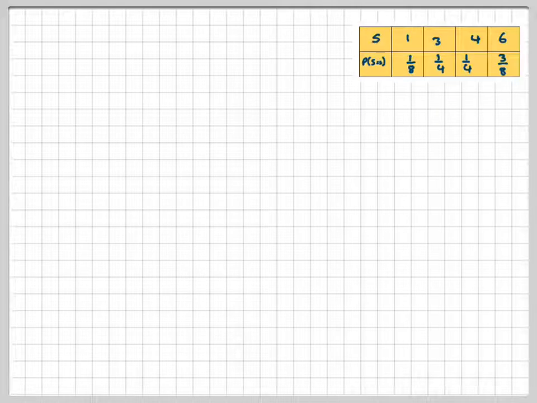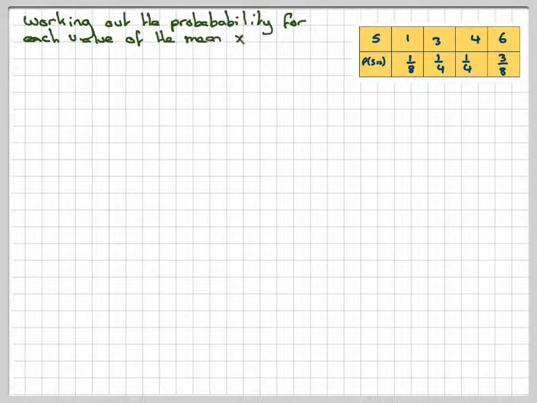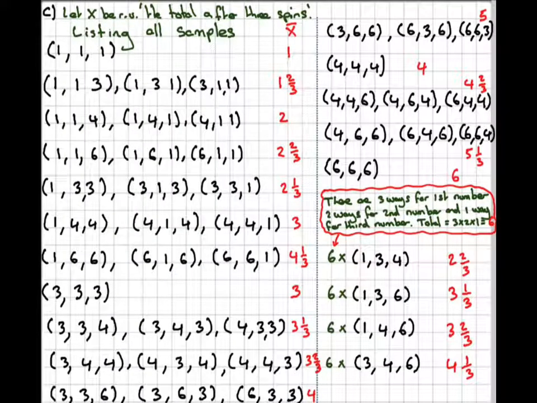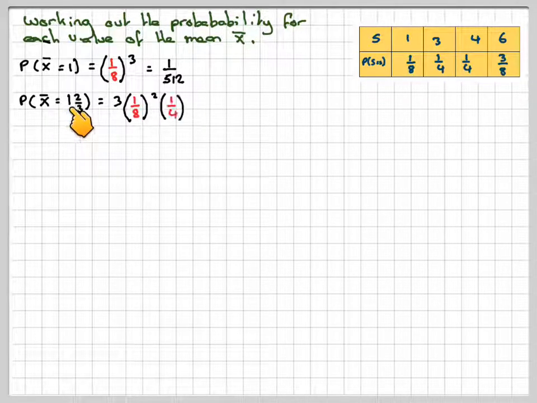So just going there, we've got the standard probability of getting each one. Working out the probabilities, again, you need to be very, very careful that you don't miss anything out for the mean of each variable. So the probability that the mean is equal to 1, well, that can only happen one way. The probability of getting a 1 is 1/8, so it's 1/8 cubed, which is 1 over 512.